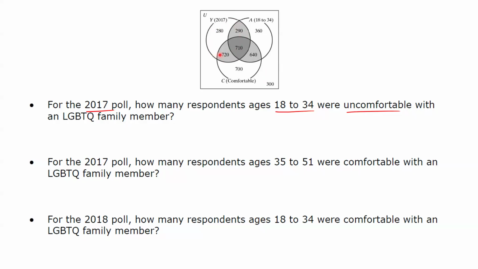All right. We want to look at respondents ages 18 to 34. So that overlap would be these 2 items right here. And we want respondents who were uncomfortable. Well, this 710 is within the comfortable subset. So the value 290 would be the respondents who were uncomfortable because it's outside of the comfortable subset.